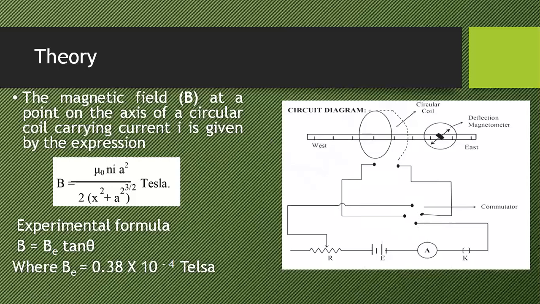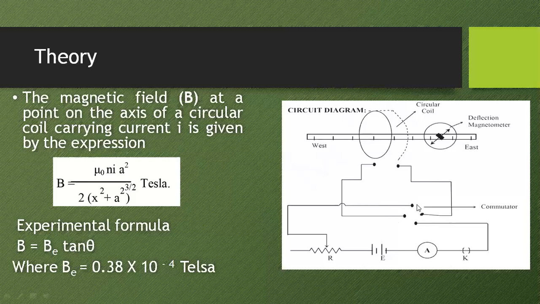Then start with rheostat. First end of the rheostat goes to the remaining end of commutator, and the second end of rheostat goes to battery eliminator, to ammeter, to a key, and to the last remaining end of the commutator. Here this commutator acts as a junction.